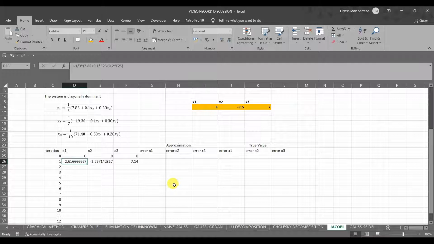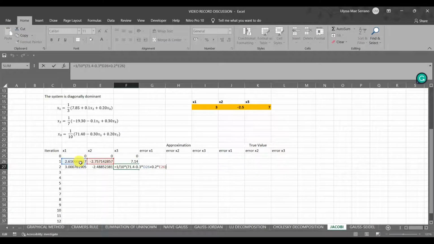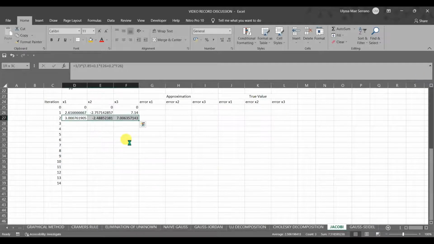Same process. So, let's copy this out, class. You will notice here, same process, 1 over 3 multiplied by 7.85 times 0.1, class. You will not be using the 0. You will now use the value at the first iteration. Same with x sub 3. So, this will be the value. And for our x sub 2, same process. The 0 is no longer used for the values. And also for this x sub 3, what we used now is the value at the first iteration. So, copying it out, class.